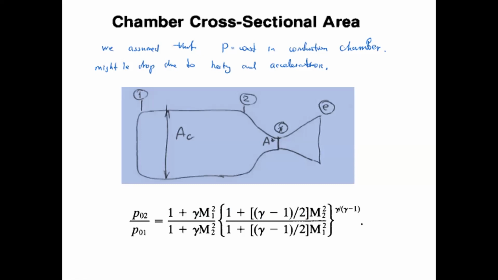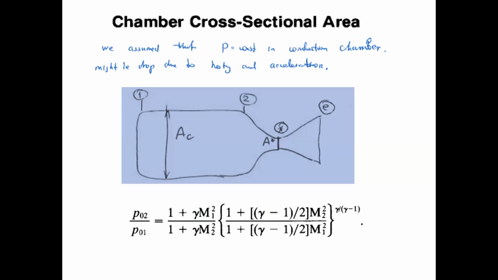So Ac is your chamber area, and A star is your throat area. You can see in the diagram, based upon the chamber and the throat area, you will find out the ratio in the next couple of slides. At the bottom, the relation of stagnation pressures is given, which is a function of the M1 and M2 Mach numbers.